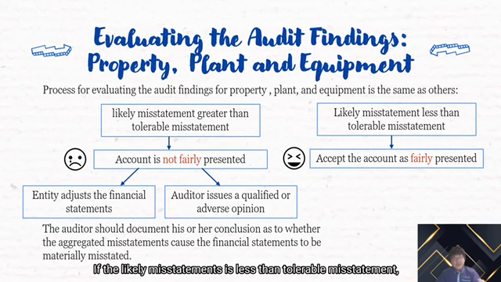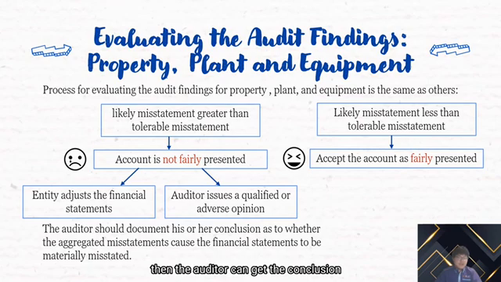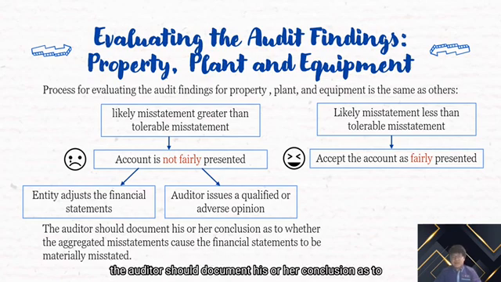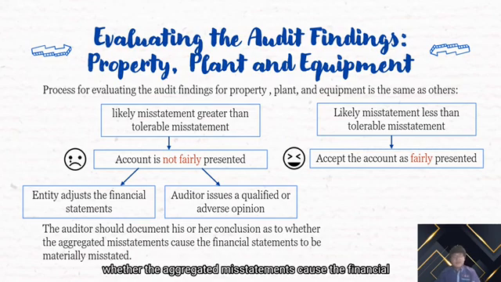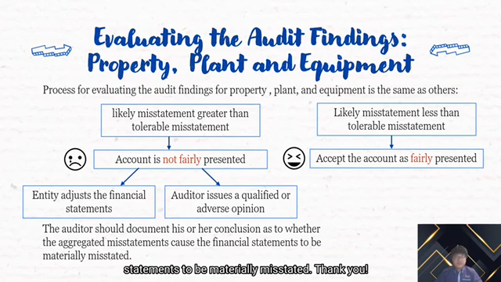If the likely misstatement is less than tolerable misstatement, then the auditor can reach the conclusion that the account is fairly presented. In addition, the auditor should document his or her conclusion as to whether the aggregated misstatements cause the financial statements to be materially misstated.